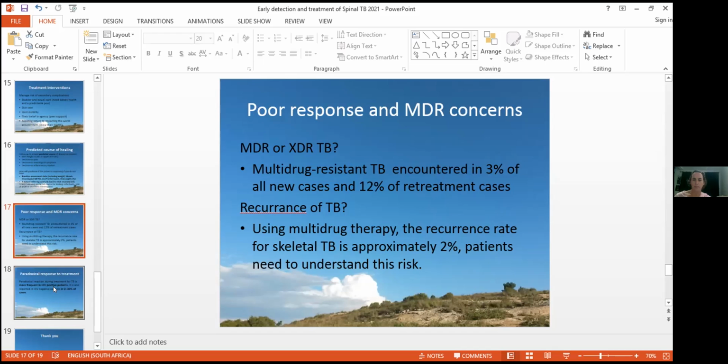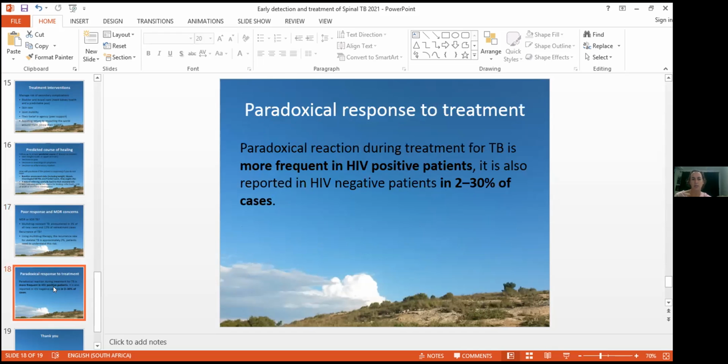And then Madeleine mentioned the IRIS. So just check that. People who have the paradoxical reaction to treatment, they're on the right treatment and everything, however they seem to be deteriorating despite that, and that's definitely worth keeping eyes on.